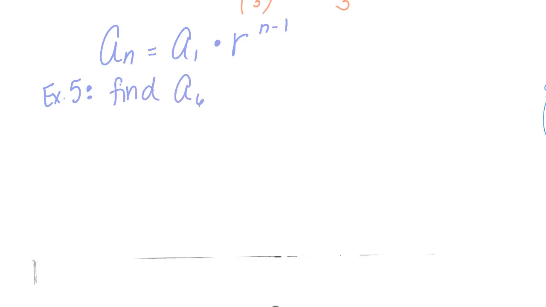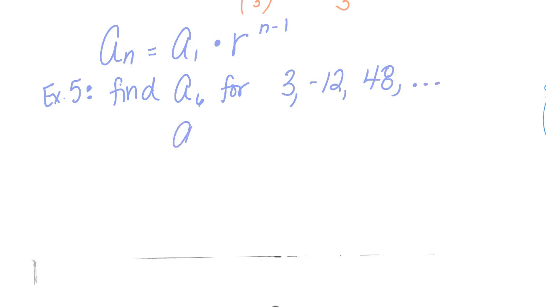All right, so let's look at one more just because we're here. I'm going to write the formula again. The formula is a sub n is equal to a sub 1 times r to the n-1. And this next question is going to say find, I don't know what example I'm on, I'll say 5. Find a sub 6 for 3, -12, 48, and so on.